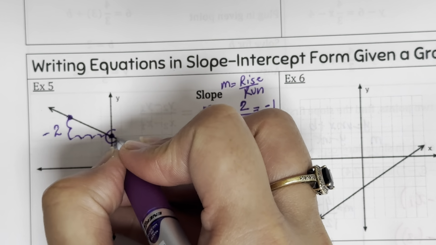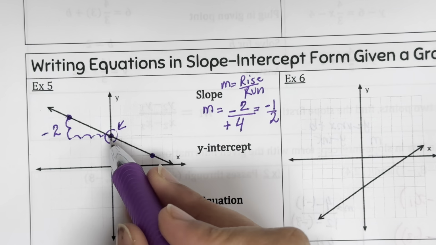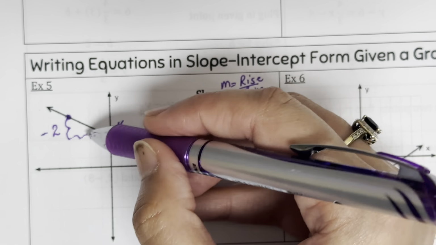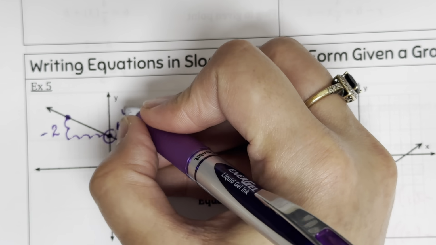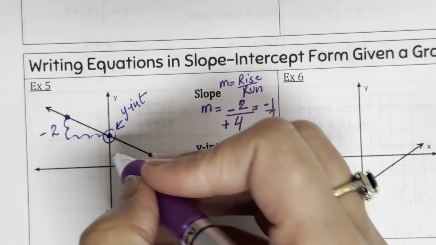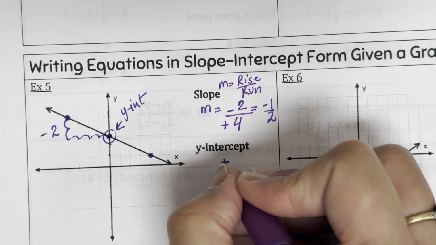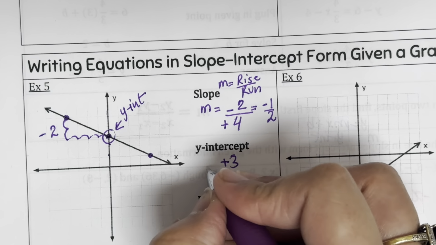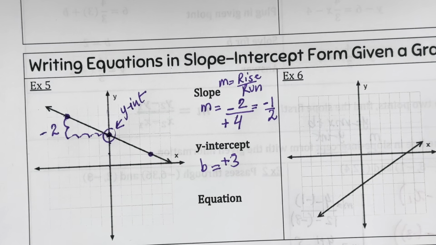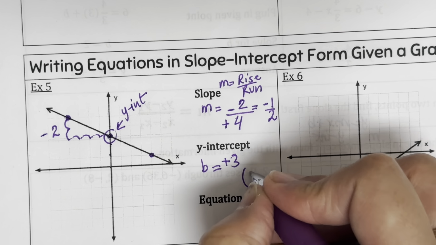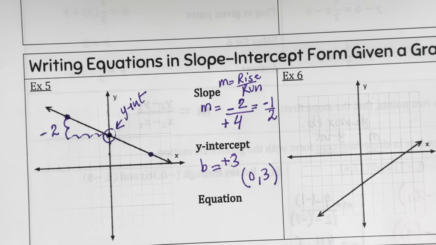Y-intercept, this is the y-intercept. Y-intercept is the point where the graph is crossing the y-axis. So y-intercept is 0, 1, 2, 3. It's +3. So y-intercept b is +3. As an ordered pair, it is (0, 3).